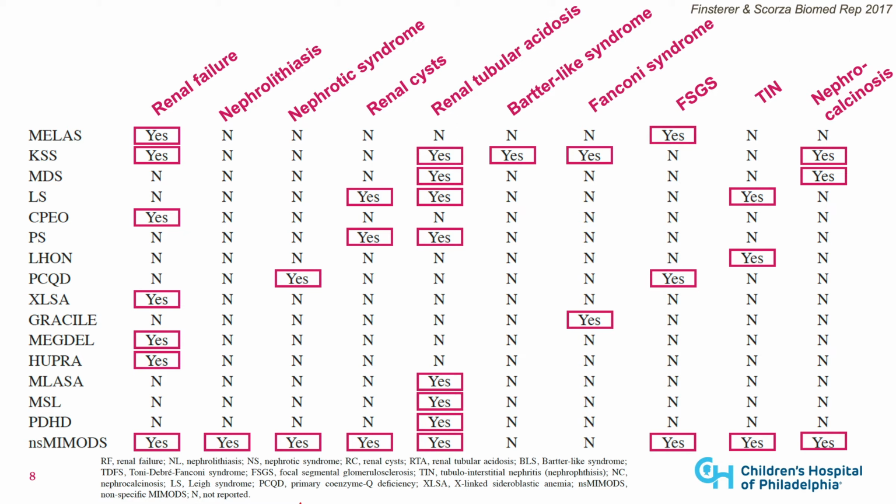The following table is adapted from a review by Josef Finsterer from Austria and Fulvio Scorza from Brazil. On the left, you will notice abbreviations of different mitochondrial diseases, such as MELAS, Kearns-Sayre syndrome, mitochondrial depletion syndrome, Leigh syndrome, primary coenzyme Q deficiency, X-linked sideroblastic anemia, and others. The table illustrates several interesting observations.